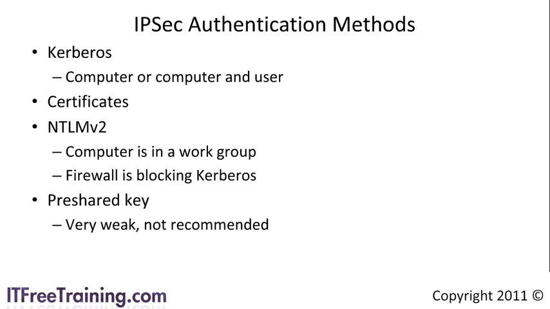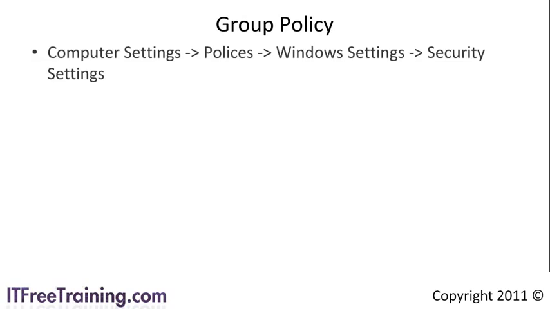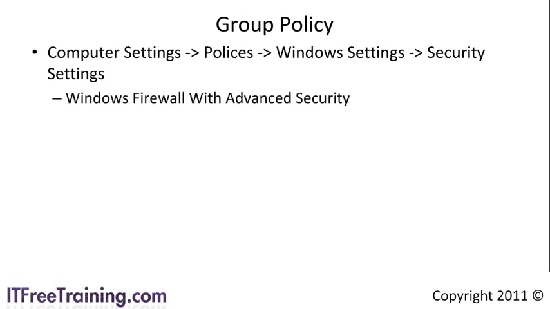To start configuring your computers, you can configure them manually. However, in a large network, you will want to use group policy. The IPsec settings for group policy can be found under Computer Settings, Policies, Windows Settings, and then Security Settings. There are 2 places you can set IPsec settings. The first is Windows Firewall with Advanced Security.